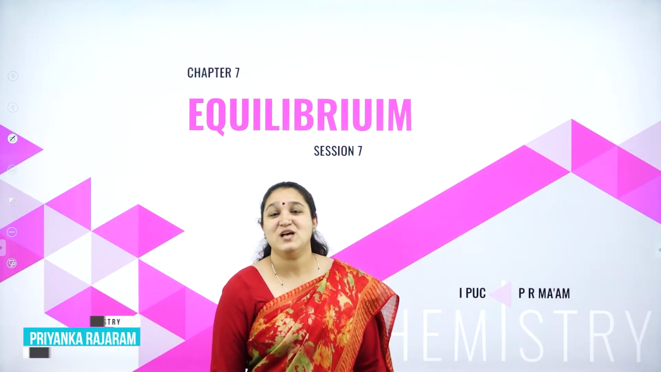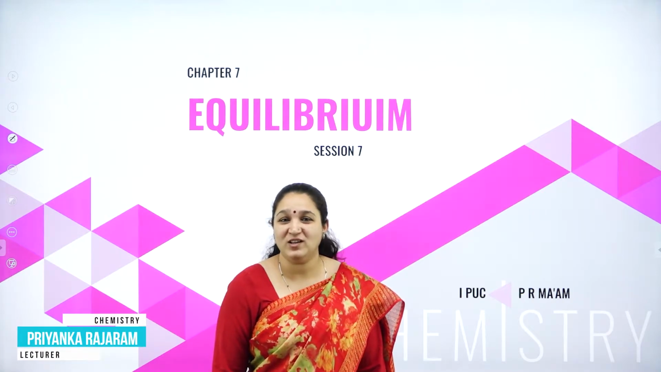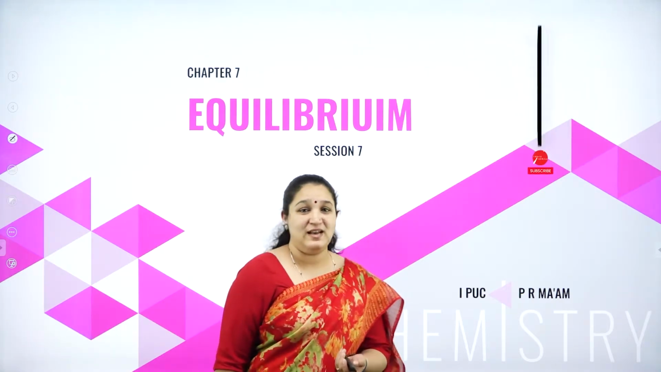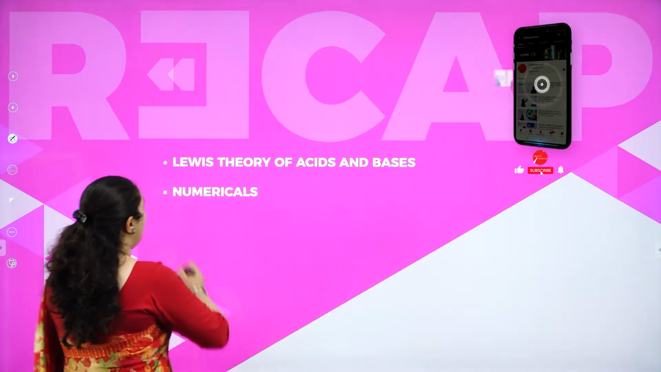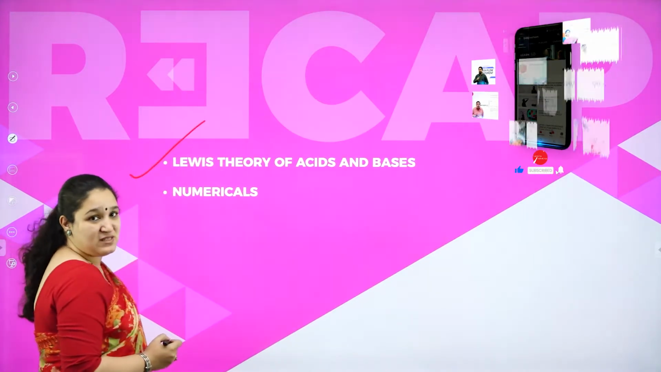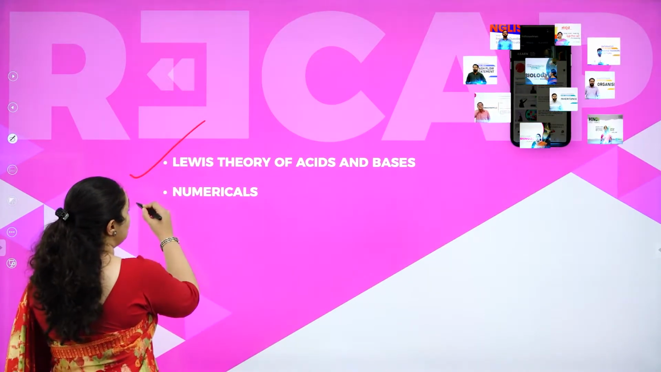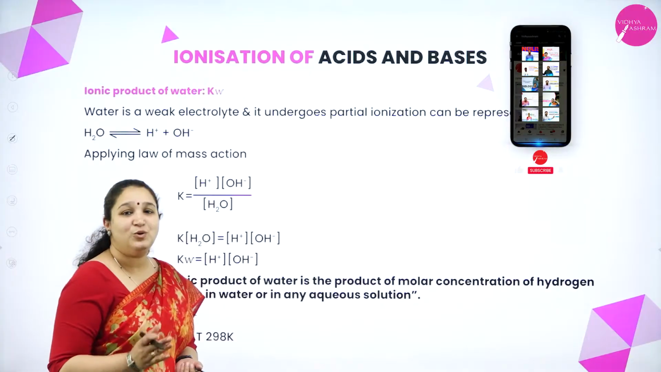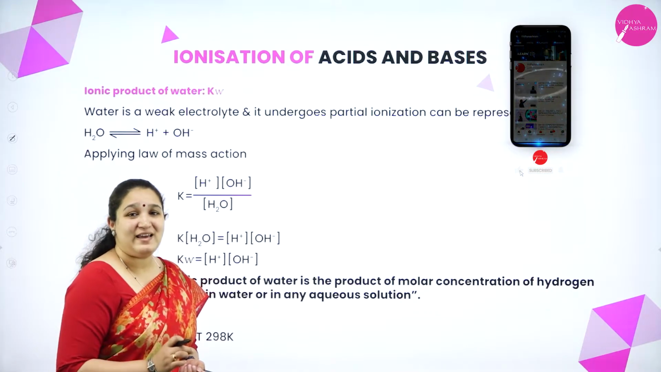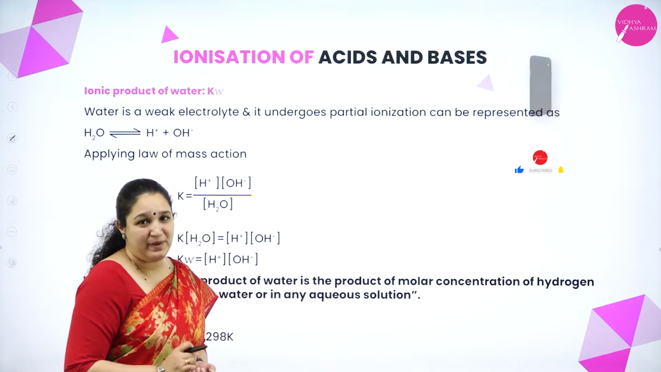Hello my dear students, welcome back to the 7th session on the chapter Equilibrium. Last class we studied about Lewis theory of acids and bases. Also we solved some of the numericals. Today we shall learn about ionization of acids and bases.